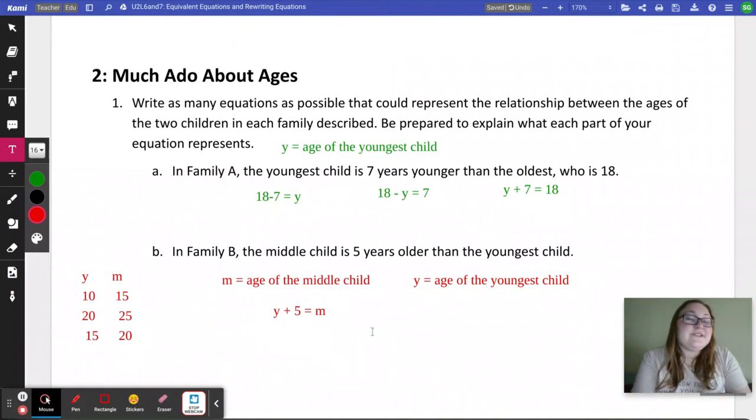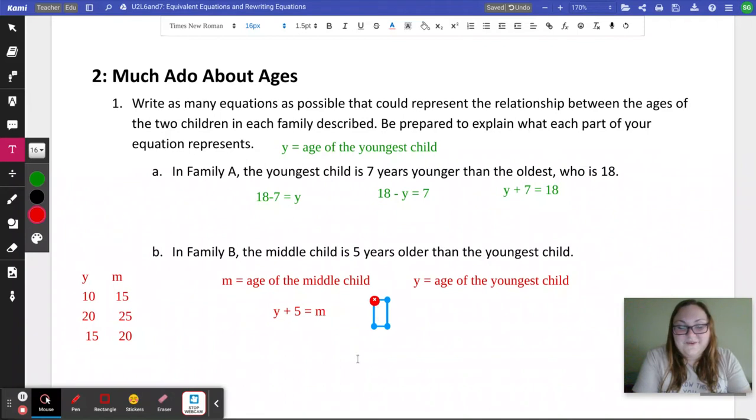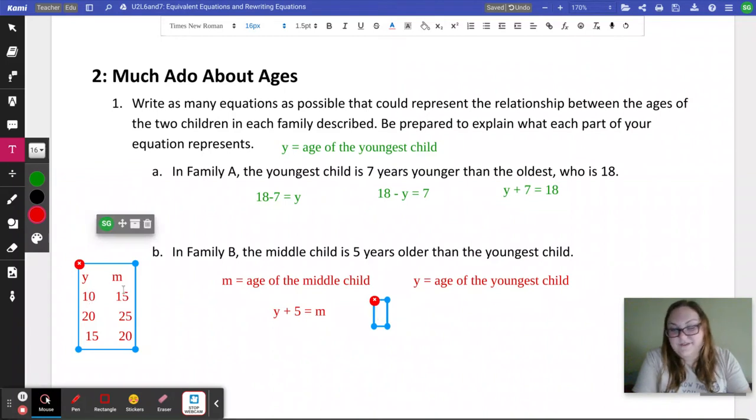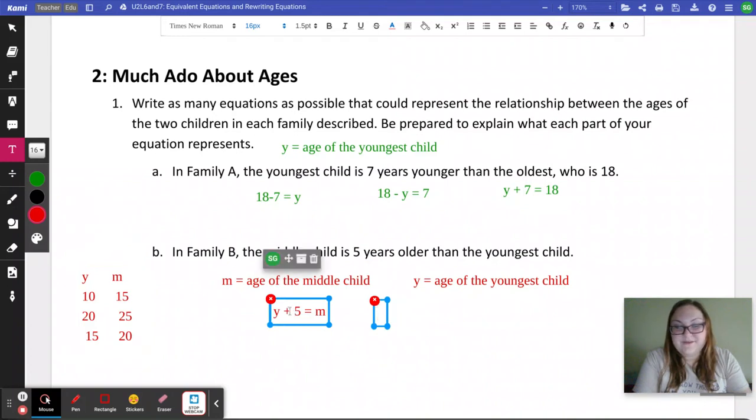Now, just like the others, there is more than one possible equation. Did you guys come up with anything else? Well, thinking about how we were getting these different values in our table, we said one way is you can add 5 to the younger child to get the middle child. That's what this equation is describing here.